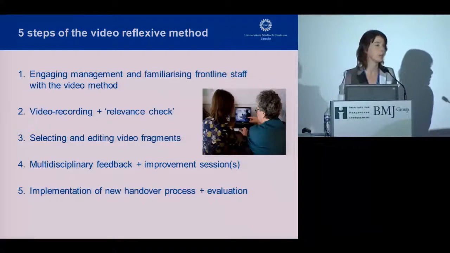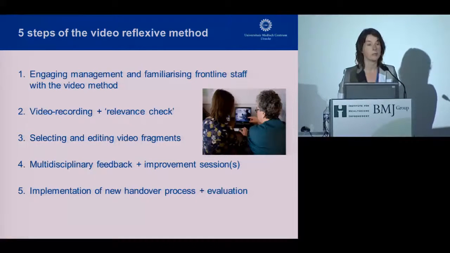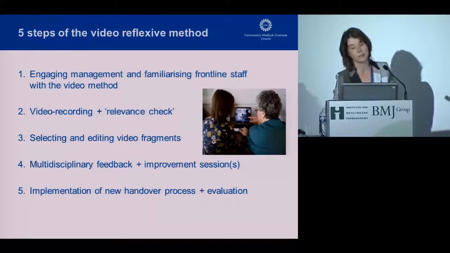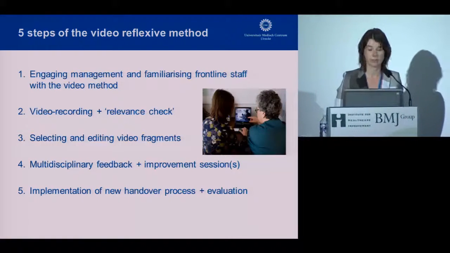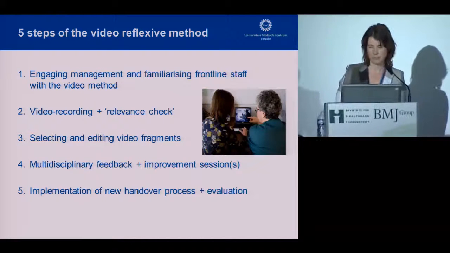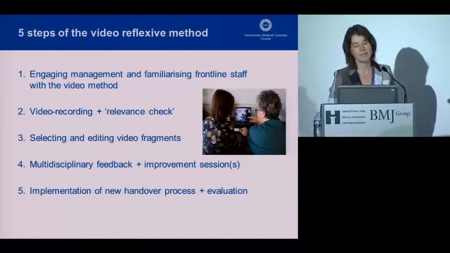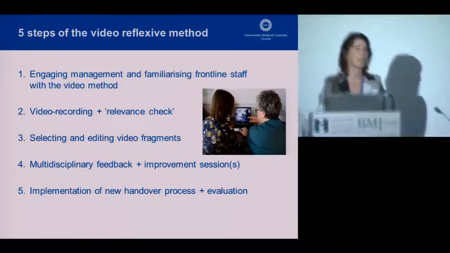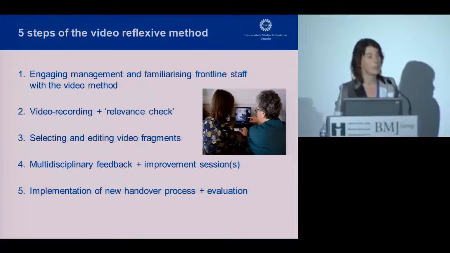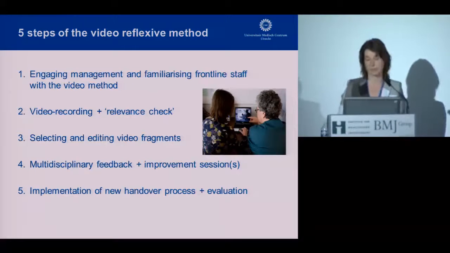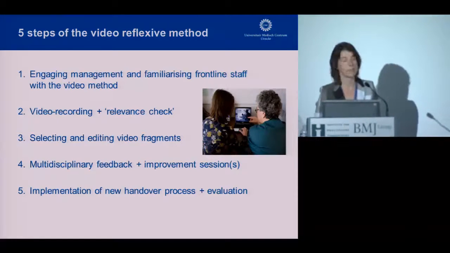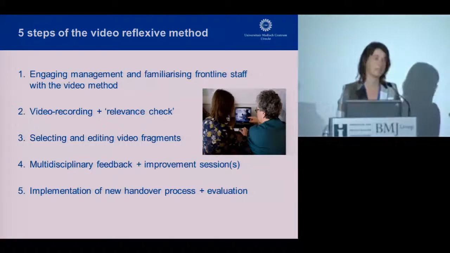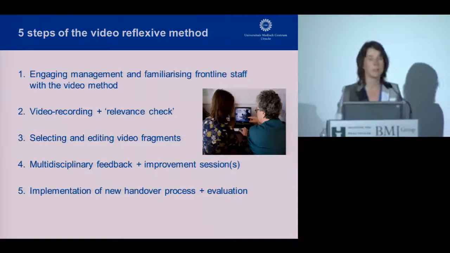And this session includes the whole team which is involved in the post-operative handover, so the OR team and the ICU team, or the recovery room team. And in this improvement session, the professionals themselves come up and design a new way of doing a handover. And afterwards, in the last step of the method, the new handover is being implemented and evaluated.